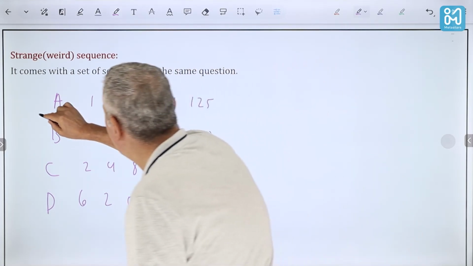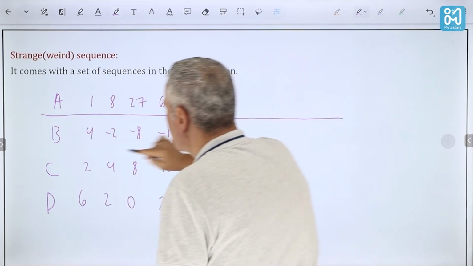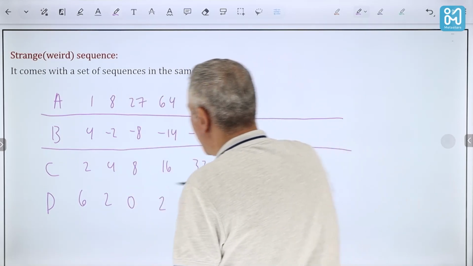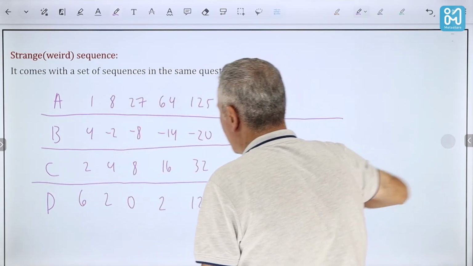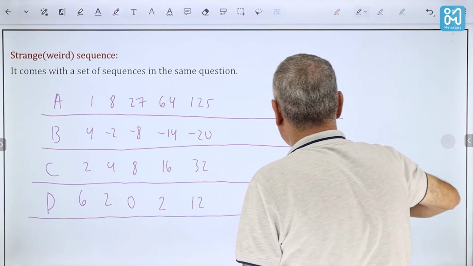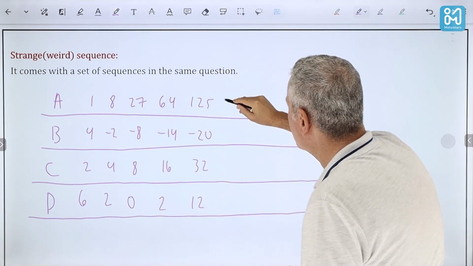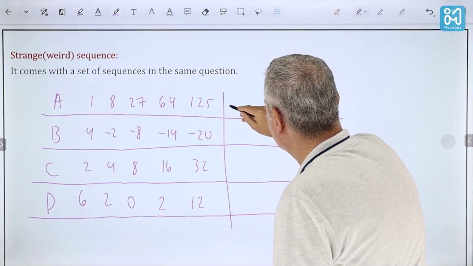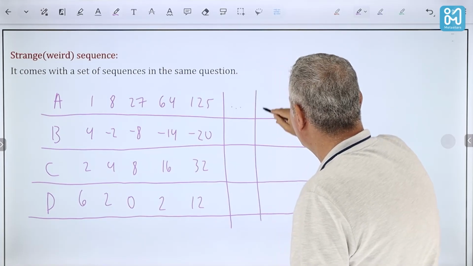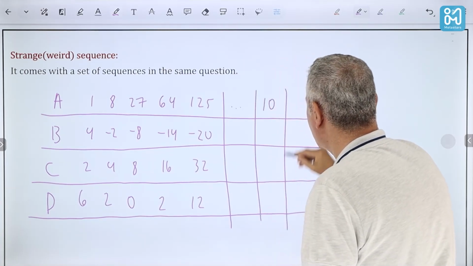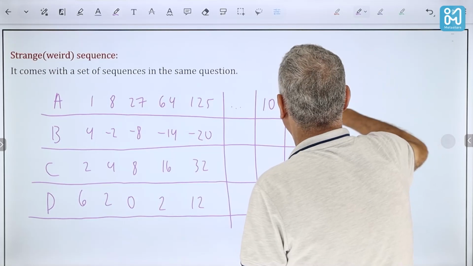And now we want to find the nth term, and then find the 10th term also.